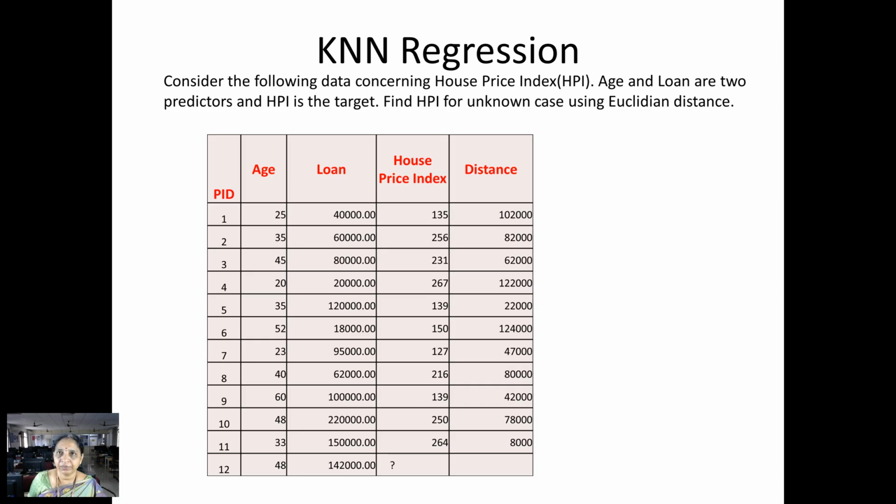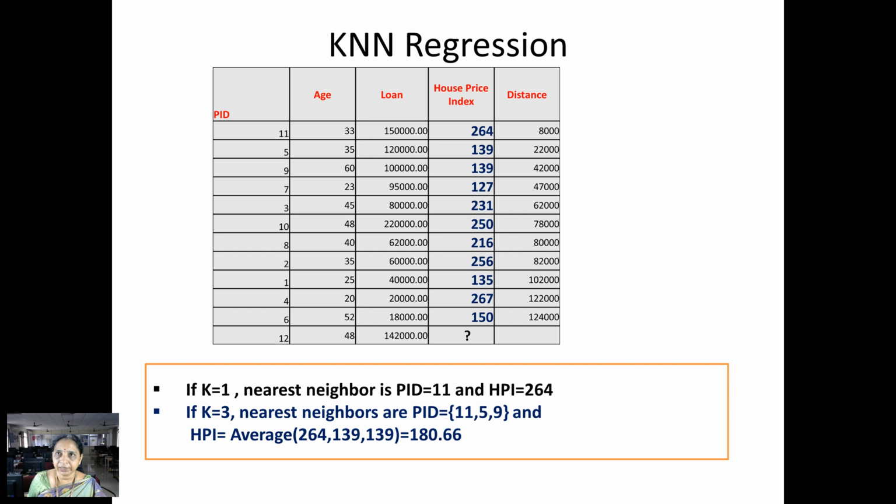So based on this data set, I need to identify what is the house price index for the test record, that is the 12th record. So here also we need to apply the same concept. We need to calculate the distance between the test instance and all the instances, that is the records in our data set. The last column here shows the distance from the test instance to every record in our data set. The next step is I need to arrange them in ascending order based on the distance.